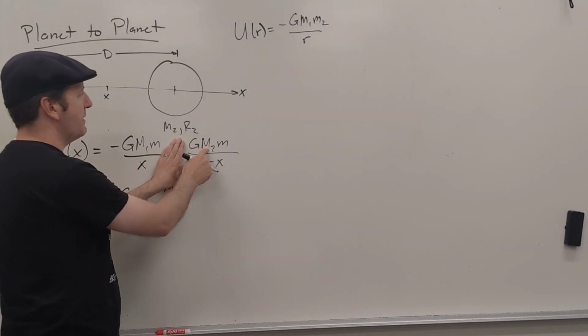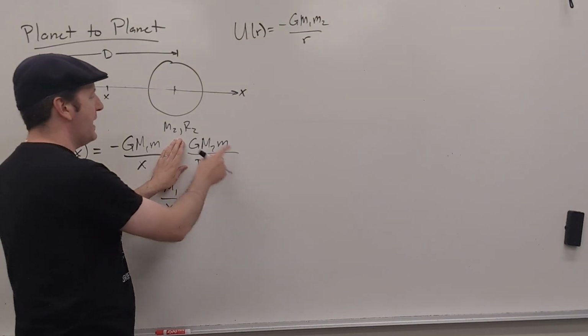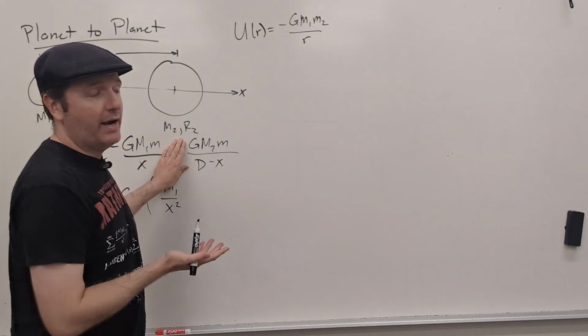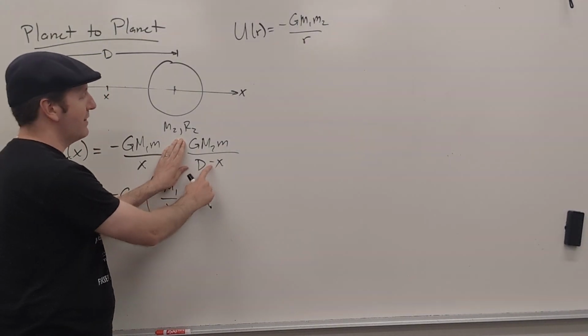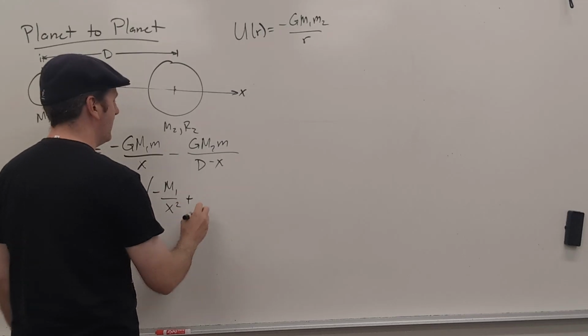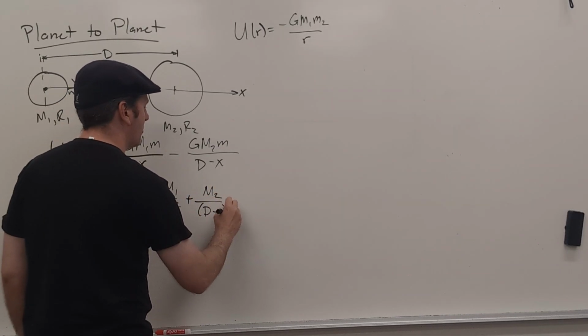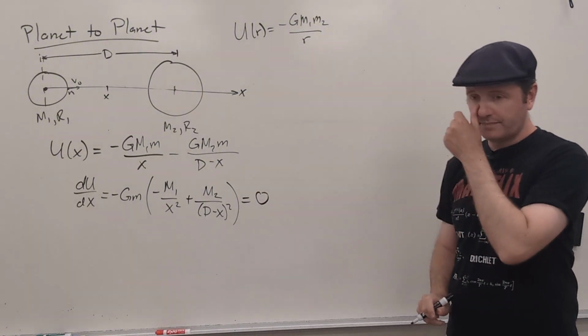So the derivative here is going to be m2 over the derivative of this. Well, there'll be a negative sign from this being to the negative 1 power. It's a quotient rule. But there'll be a second negative sign from the chain rule right there. So I'll actually end up with a positive sign here, m2 over d minus x quantity squared. And I want this to equal 0.